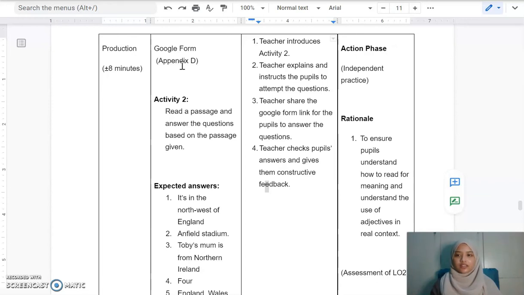After that, the teacher will share the link in the WhatsApp group. Why do we choose to share the link in the WhatsApp group? Because there might be some people who can't join the Google Meet. So even though they didn't join the Google Meet session, they still can participate and answer the Google Form, so that they still can experience the ICT by themselves. Then pupils are given 8 minutes to finish their reading comprehension questions in the Google Form.